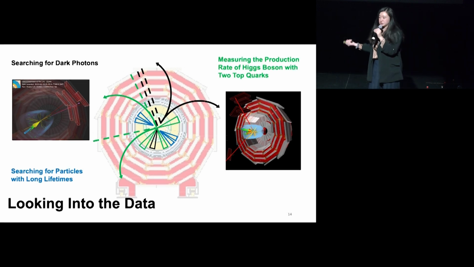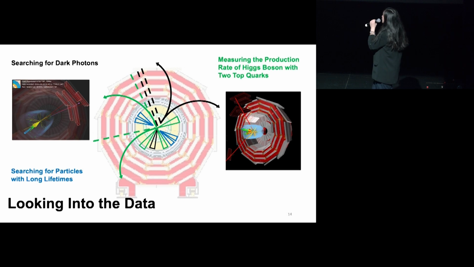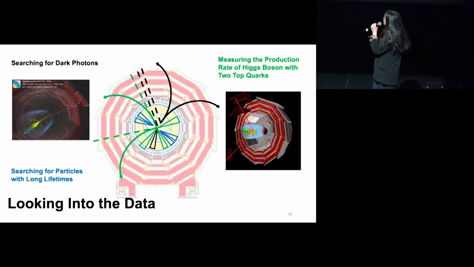So after the Higgs boson, what are we looking for? There are so many remaining mysteries in the universe. We need to figure out a way to untangle them one by one. I want to highlight some of the research we're doing at Cornell. Different groups are looking for different signals. For example, I'm personally searching for a dark photon.